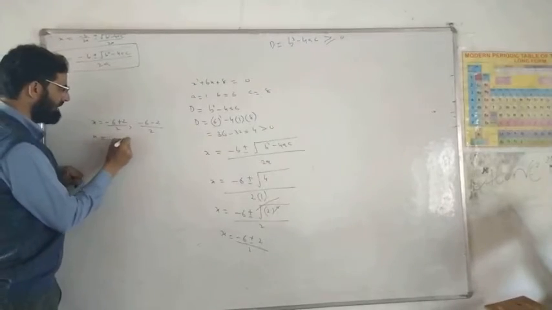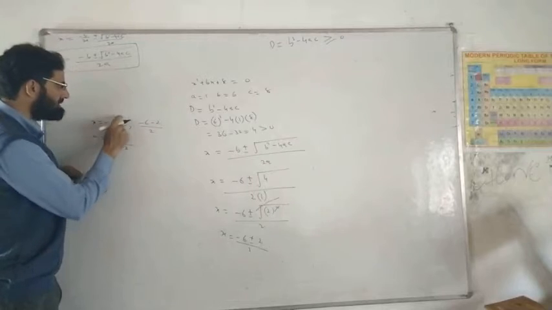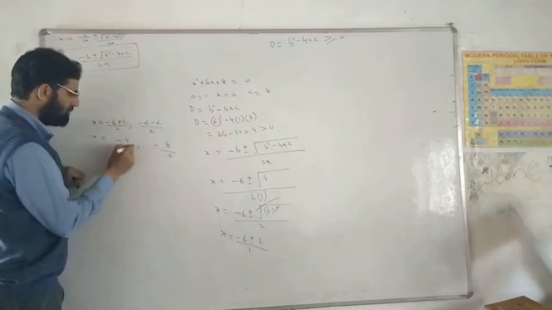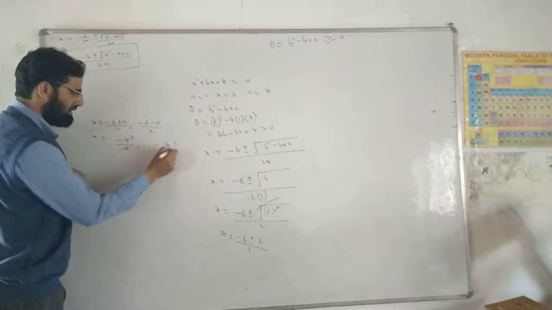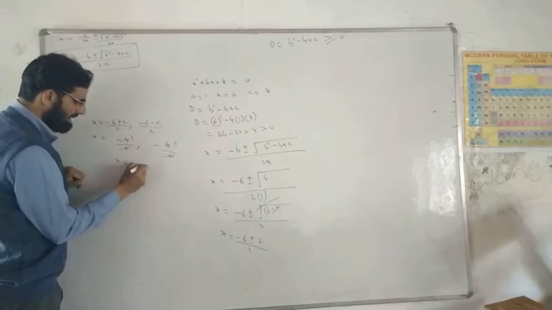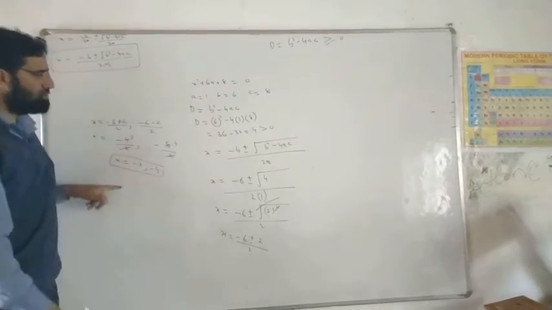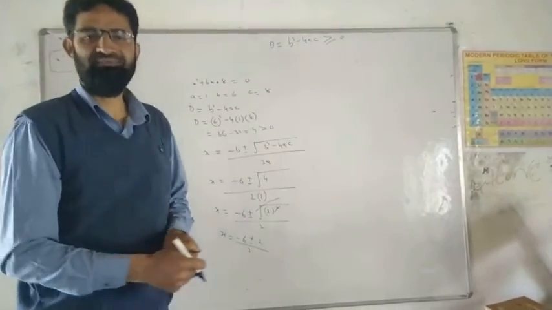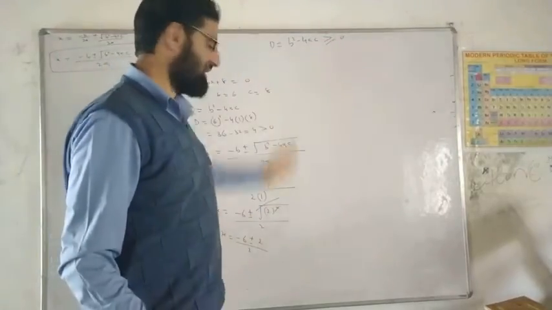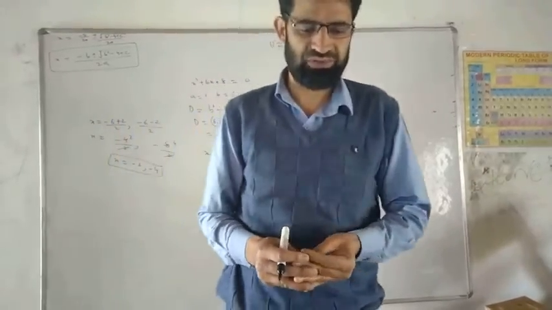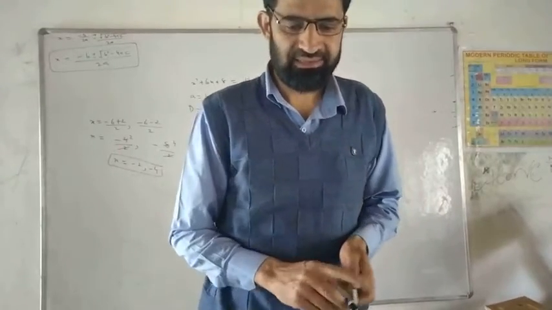Obviously, x is equal to minus 4 divided by 2, since minus 6 plus 2 is minus 4, and minus 8 divided by 2. 2 2s are 4, 2 4s are 8. So x is equal to minus 2, minus 4. These are the two roots of this quadratic equation. It's very simple by applying this quadratic formula. So this was the third method. All these questions, you will try at your places.